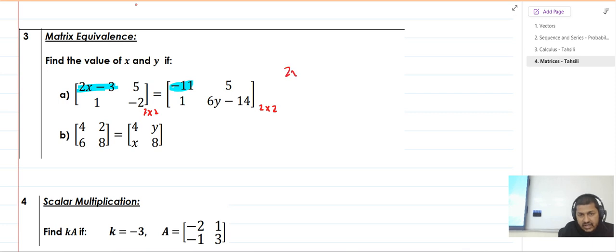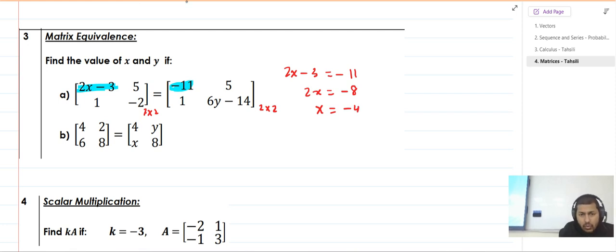So 2x minus 3 is equal to -11. 2x is equal to, taking the -3 over, you get -11 plus 3, which is -8. Therefore x is now equal to -4 by dividing by 2 on both sides.